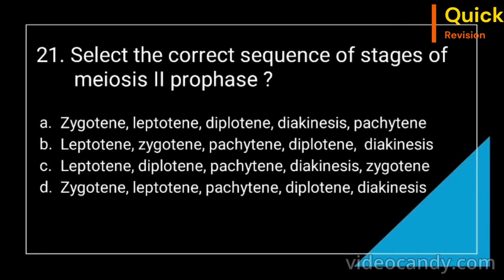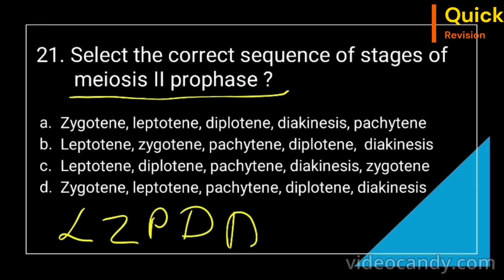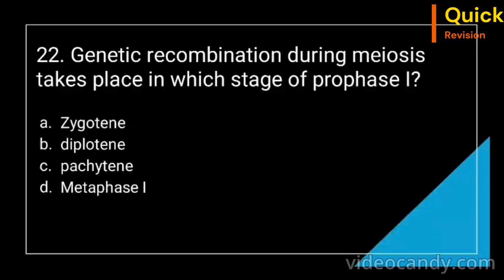21st question. Select the correct sequence of stages of meiosis to prophase. Either meiosis 1 or meiosis 2 prophase, it will be the same. Just have to know the stages. That is, I used to remember like LZPDD. That is leptotene, zygotene, pachytene, diplotene and diakinesis. So the correct option of this will be option B. Right? Leptotene, zygotene, pachytene, diplotene and diakinesis.